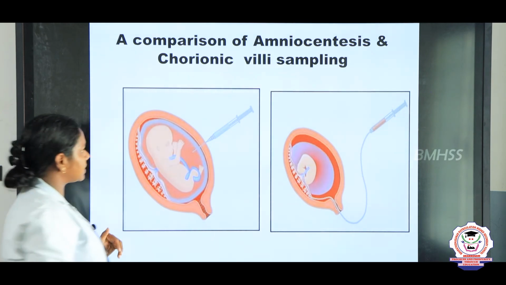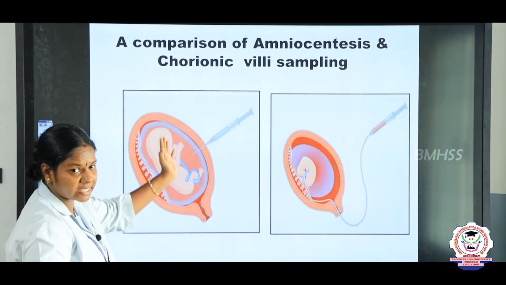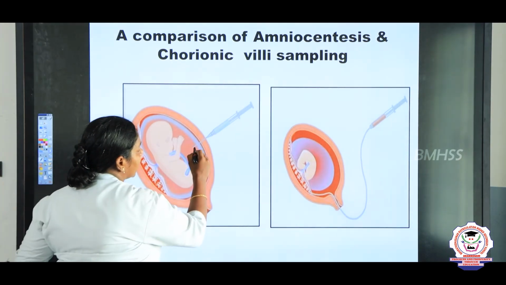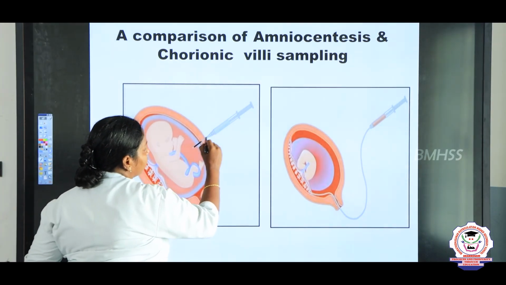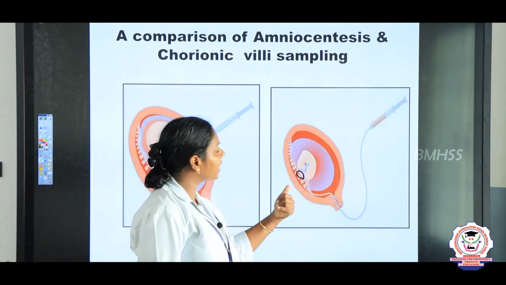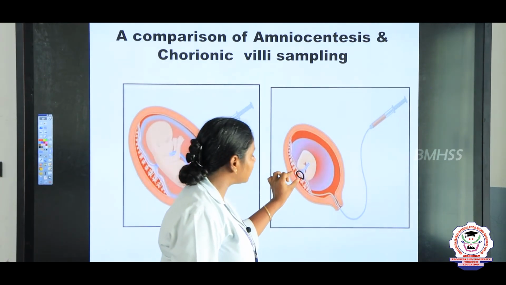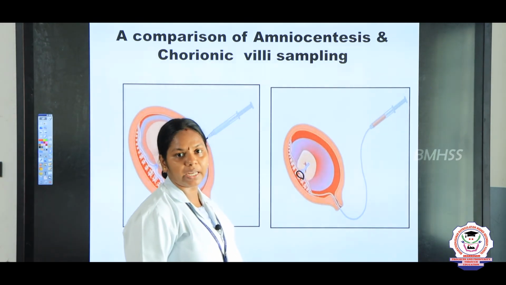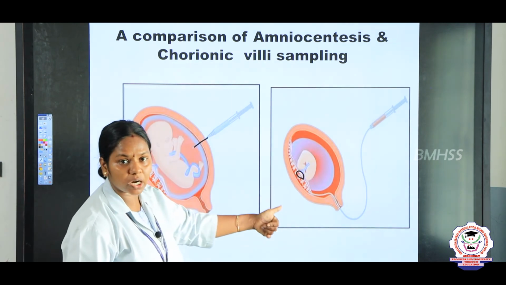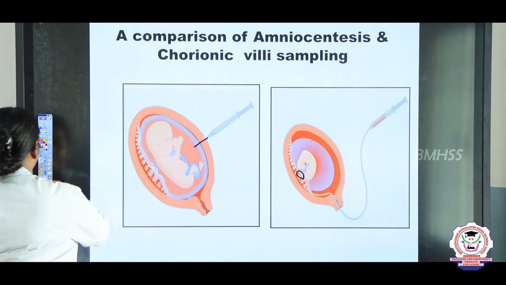So, now we are going to see a comparison between amniocentesis and chorionic villi sampling. In amniocentesis, they are taking what? Amniotic fluid for examination. In chorionic villi sampling, they are extracting some tissues from the chorionic villi. So, this is the difference between amniocentesis and chorionic villi sampling.